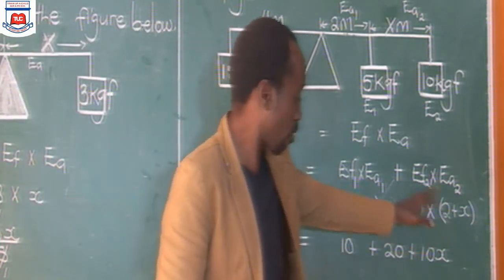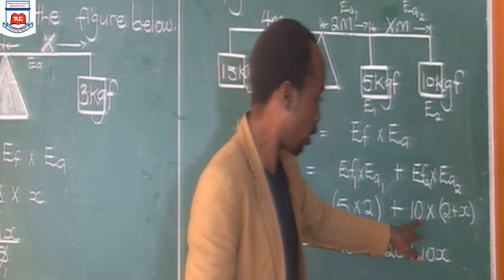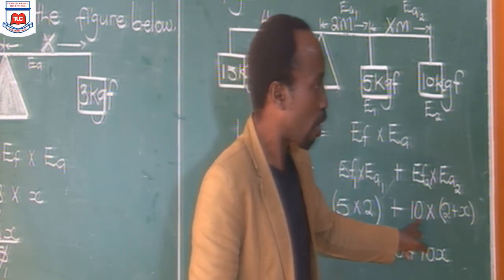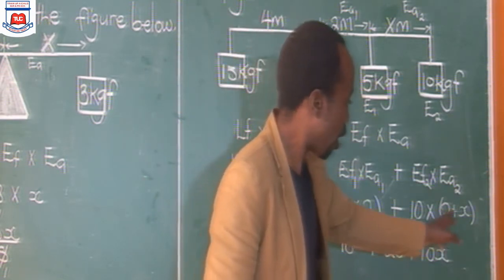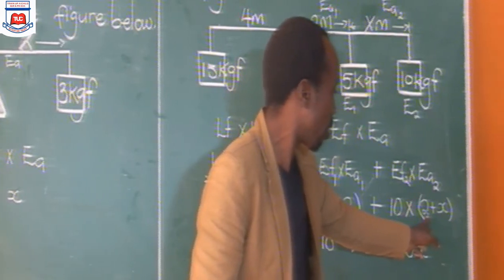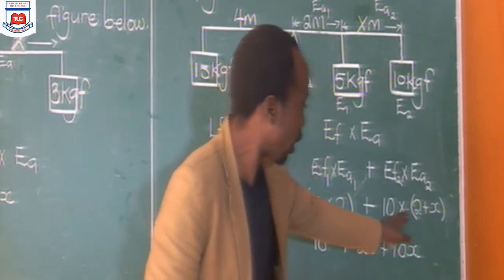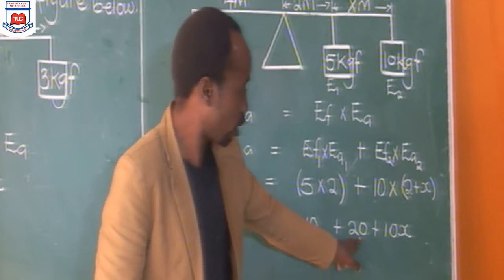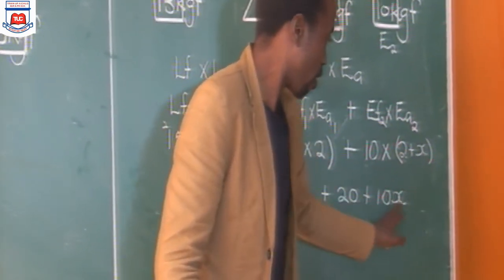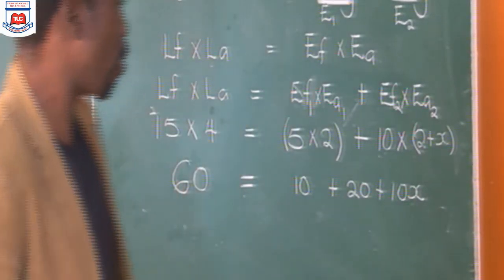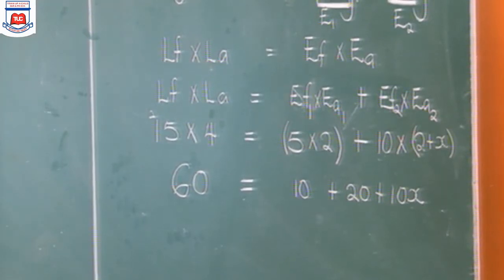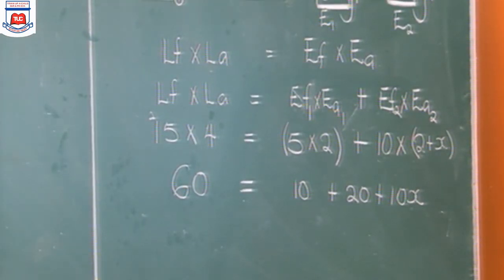Opening brackets, if you're not well conversant with that, you take the 10 and multiply by each of these in the brackets. So 10 times 2, you get 20. Then 10 times x, you get 10x. As simple as that. All right. Let's go on and solve our equation.